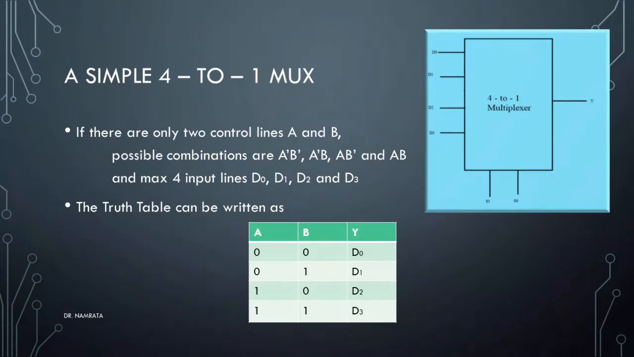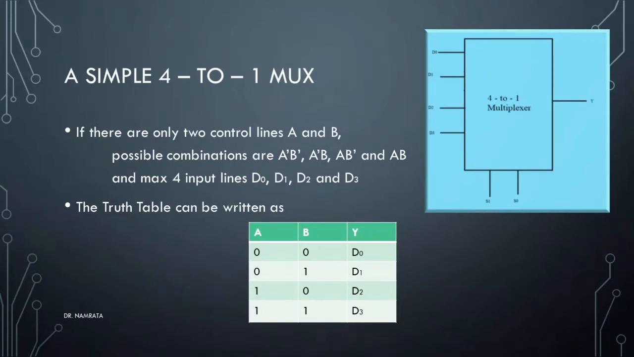This means that when value of signal A is 0 and B is 0, then at Y we get D0. When A is equal to 0 and B is equal to 1, then we get D1 at Y. When A is equal to 1 and B equal to 0, we get D2 at Y. When A is equal to 1 and B equal to 1, we get D3 at Y.